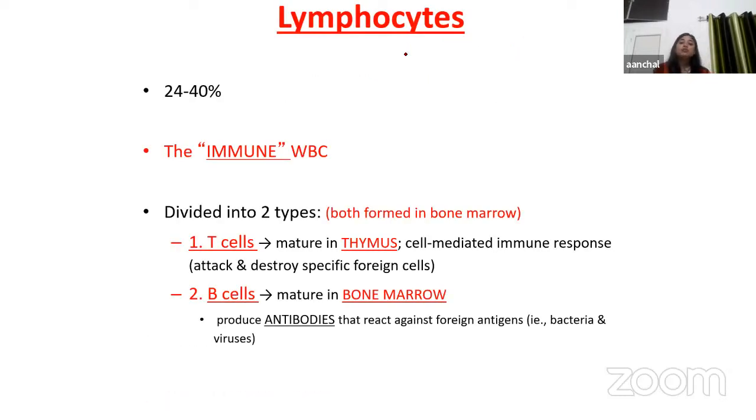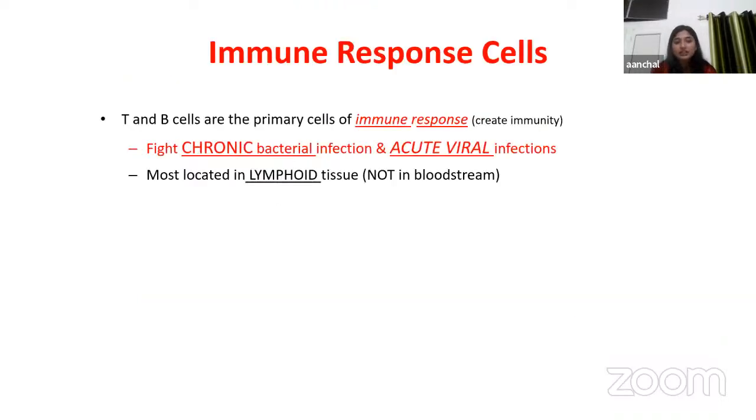Now, talking about the lymphocytes, they are present at 24 to 40%, and they are divided into two types: T cells and B cells. T refers to maturation in the thymus, and they provide the cell-mediated immune response. They attack and destroy specific foreign cells. B cells mature in bone marrow. B refers to bone marrow, and they produce antibodies that react against foreign antigens, for example, bacteria and viruses.